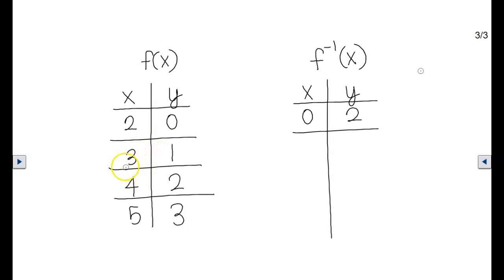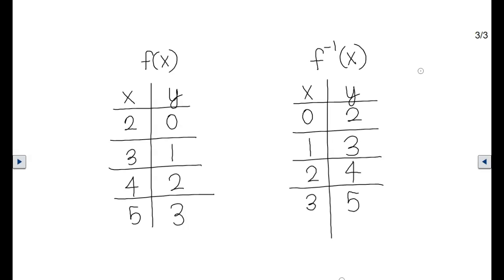This function took 3, an input of 3, and produced an output of 1. So that means the inverse would take an input of 1 and output of 3. It's just going to reverse those. So the function itself took an input of 4 and output of 2. So the inverse will input a 2 and output a 4. And then finally, the function input 5, output 3. That means the inverse will input 3 and output 5. So this is literally all an inverse does. It simply takes those inputs and outputs and reverses them. The input becomes the output and vice versa.